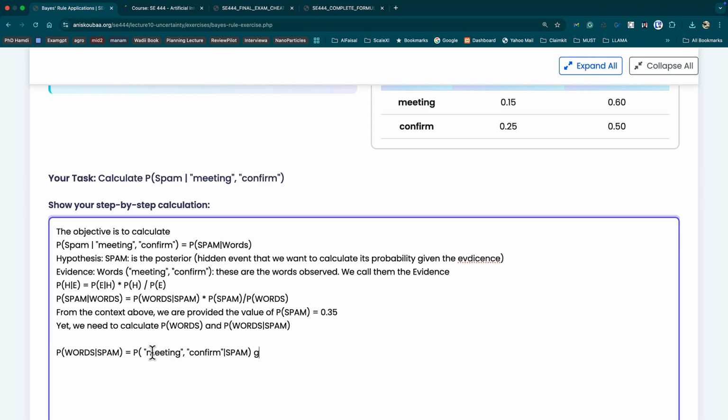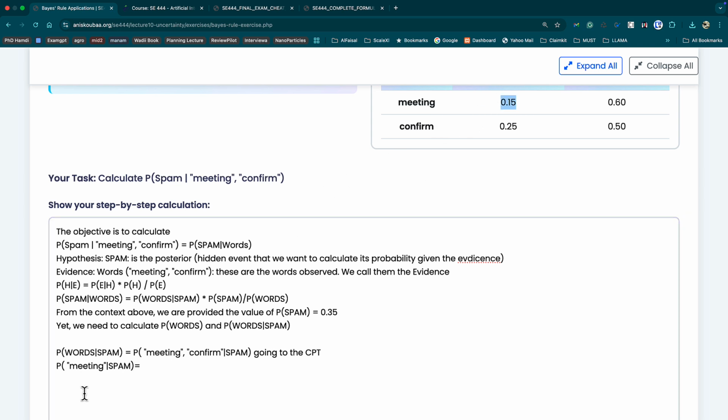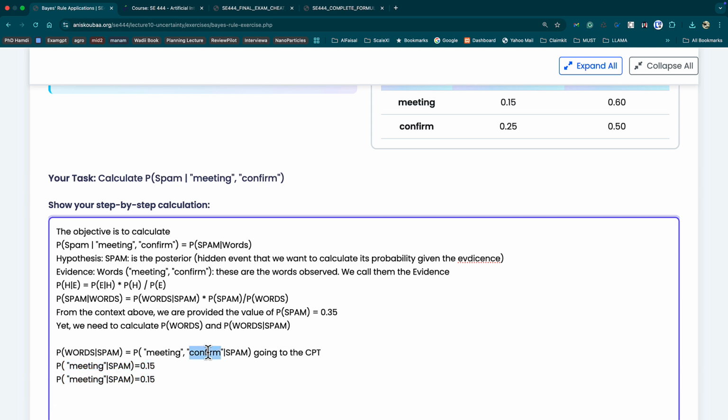Now going to the conditional probability table, we can derive the probability of meeting. What is the probability of meeting given spam? Equal 0.15, this value. And I'm decoding the problem. Okay, I'm making the solution fully decoded. And then we have confirm given spam, which is 0.25.